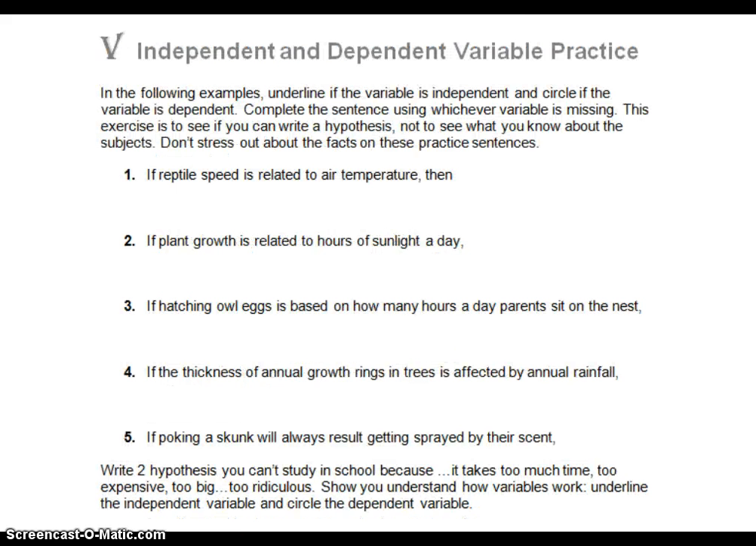All right, for this next section here, you're going to continue to underline the independent variable and circle the dependent variable. Then you're going to finish this sentence with whichever variable is missing. So if this section here has an independent variable, you underline it, whichever is the independent variable, or you circle it, and then you write the rest of the sentence. So let's look at this first sentence together. If reptile speed, so how fast a reptile like a snake would go, is related to air temperature, then finish the sentence. So let's look for the independent variable.